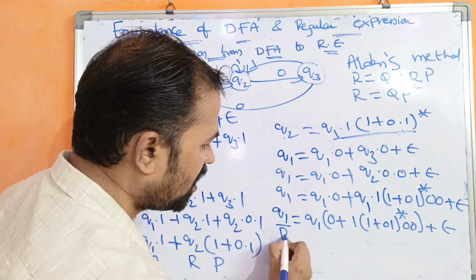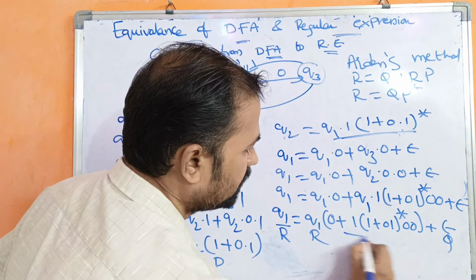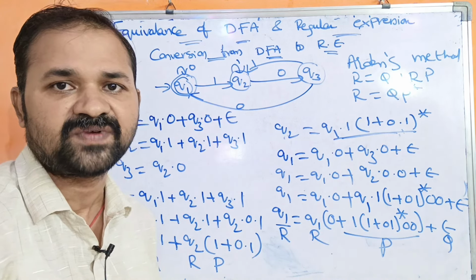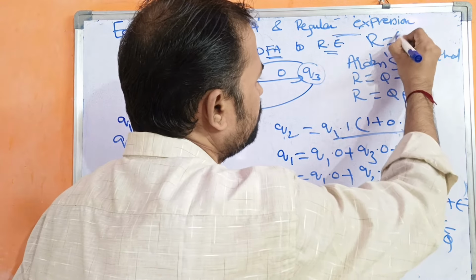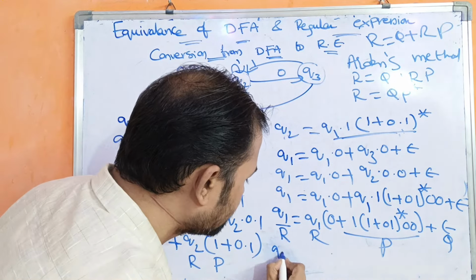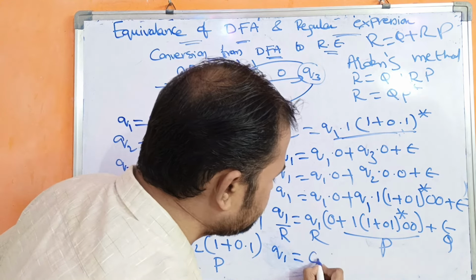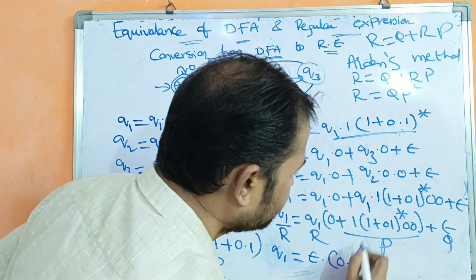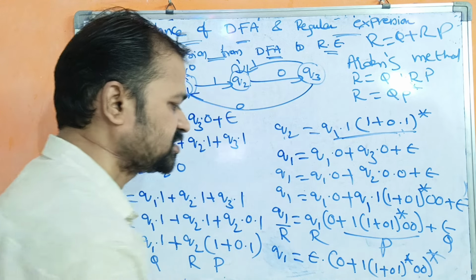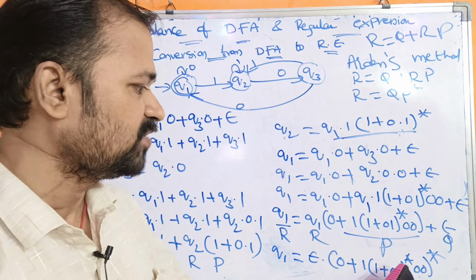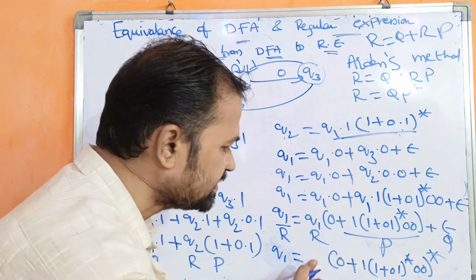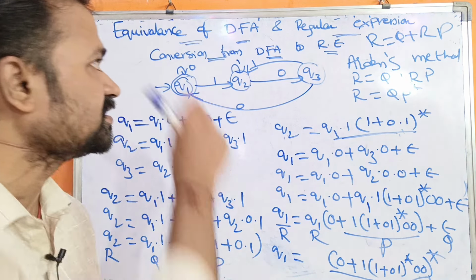This is in the form R is equal to Q plus RP, so this can be written as R is equal to QP star. What is R? Q1. What is Q? Epsilon. So Q1 is equal to epsilon into P star, where P star means (0 plus 1 into (1 plus 0 1) star into 0 0) star. Epsilon into R star is nothing but R star only, so we can eliminate this epsilon. This is the regular expression for this DFA.